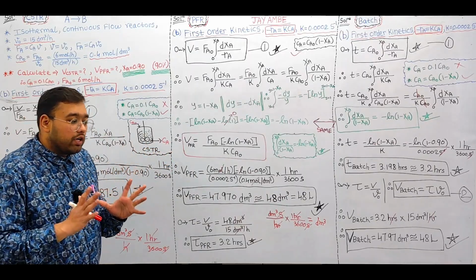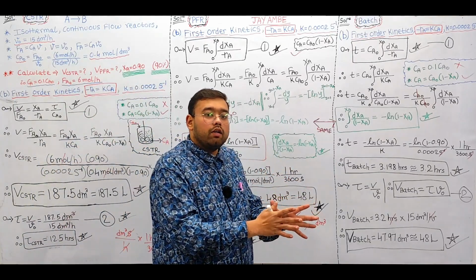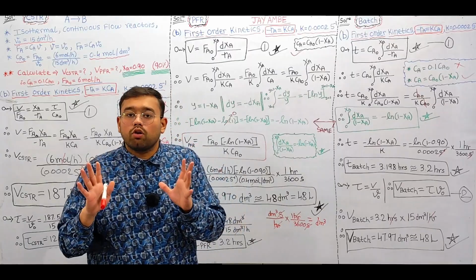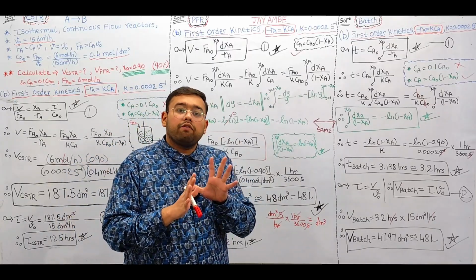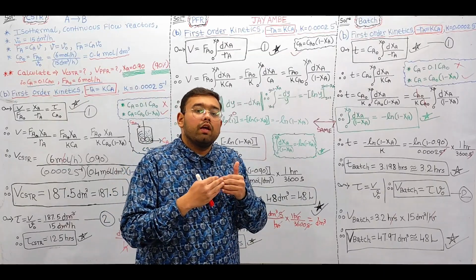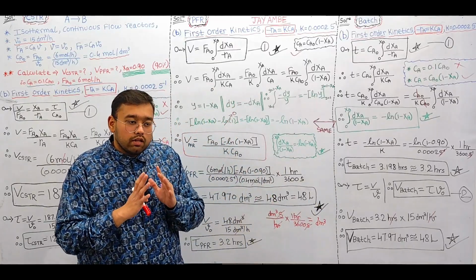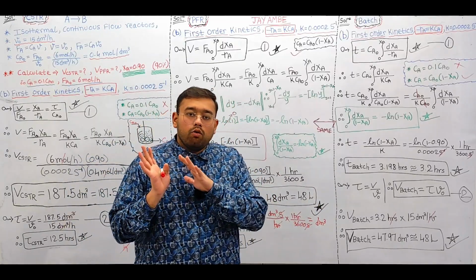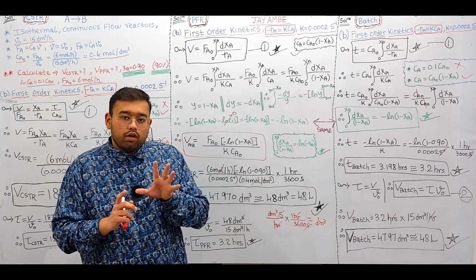But in batch reactors, we have a one-time feed entering into the reactor, and afterwards the feed will stop entering into the reactor and the reaction will take place. After the completion of the reaction, the product stream will exit from the reactor in a single go, right? Only the feed stream will enter into the reactor and there will be no outlet stream, right?